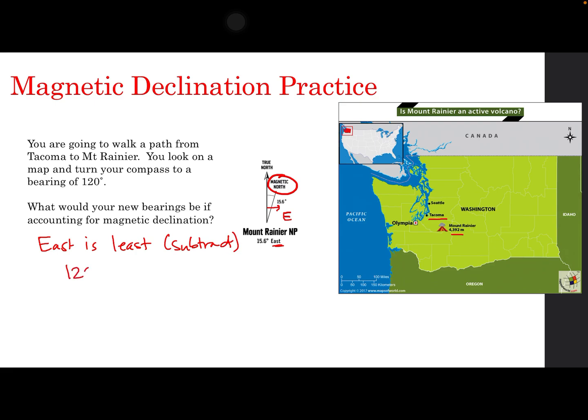So if we have 120 degrees, what do we subtract? We'll look at this number there. So it's minus 15.6 degrees. So we would set our compass then instead to 104.4 degrees to go the right direction. So this is the direction that you would actually set your compass to if you account for magnetic declination. So that true north, you're going in the right direction.